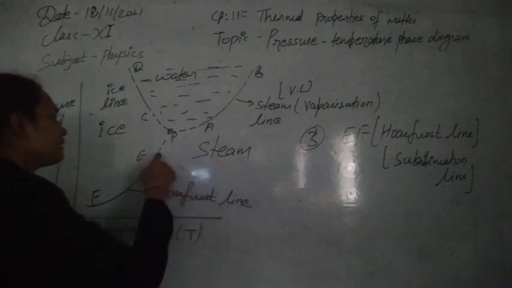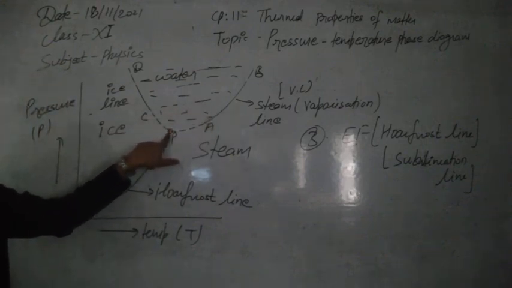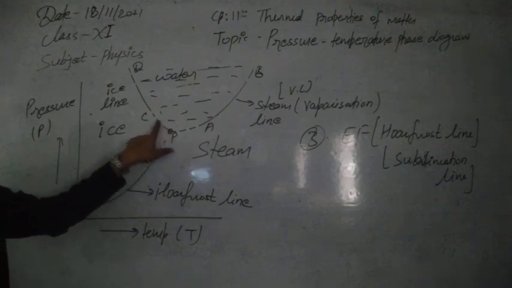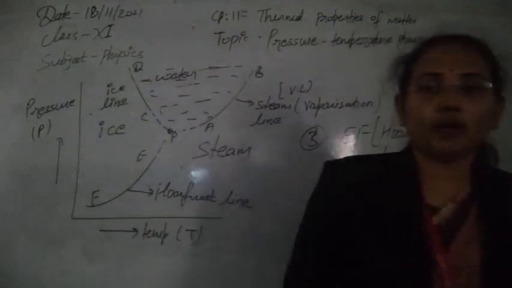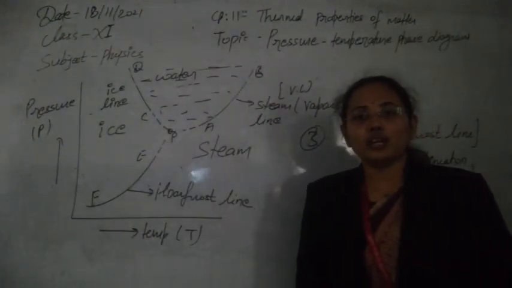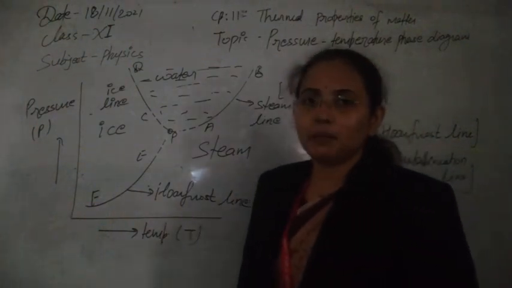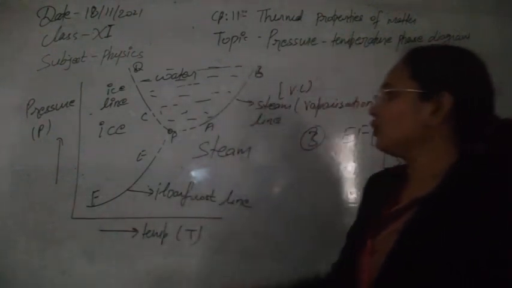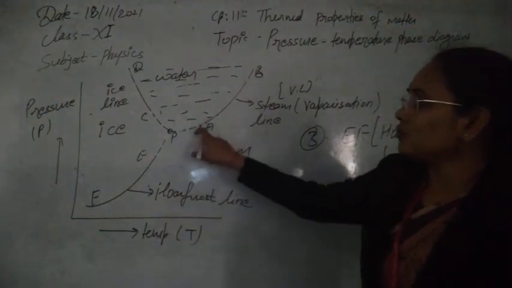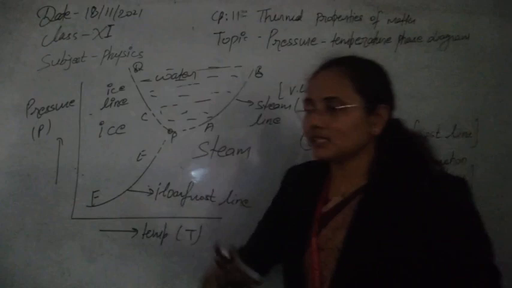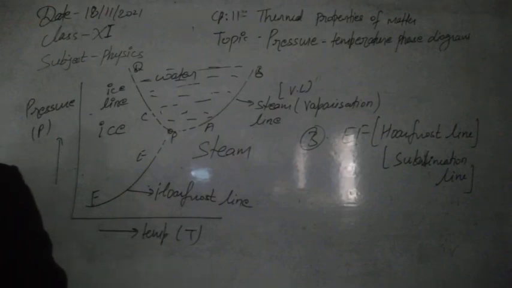Also, one thing we can see is that there is a point P where all these three lines meet. For this particular point all three phases will coexist together. This is a very important point where all three phases, solid, liquid and gas, coexist together. This point is known as the triple point. We can see it for water, and for other liquids these lines and triple points can also be obtained, where all the phases of matter can coexist together. That is the concept of the triple point.